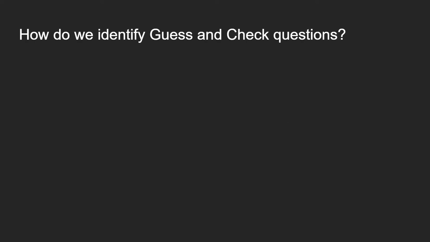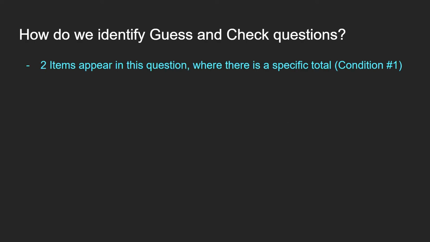So, how do you identify guess and check questions if you want to get the secured mark? So first, in guess and check questions specifically, two items will appear in the question where there's a specific total. So this is our condition one. So let's say there are 20 cent coins and 50 cent coins in total. So two items and they give a total number of them. And sometimes there may even be three items if the examiners want to make the question hard.